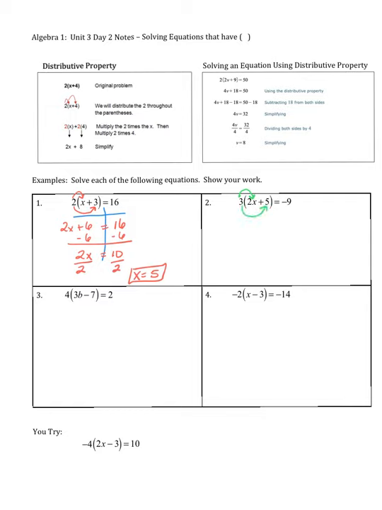3 times 2x, not 3 times 2 or 3 times x. 3 times 2x. I'm going to underline the whole 2x. Okay, you multiply by the whole 2x. There's my t. So I have 3 times 2x. I'm even going to write it out here because it's a slightly bigger problem, okay? 3 times 2x plus 3 times 5 equals -9.